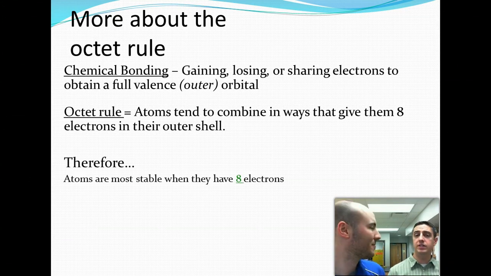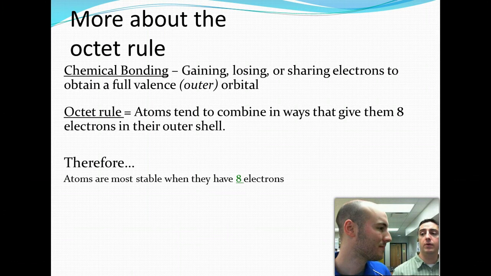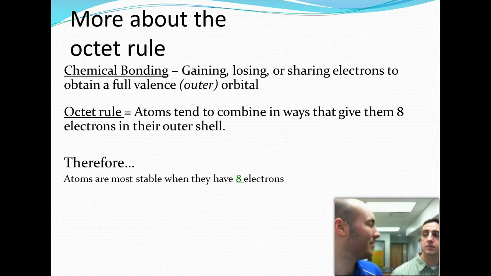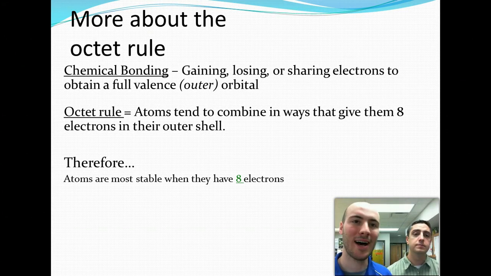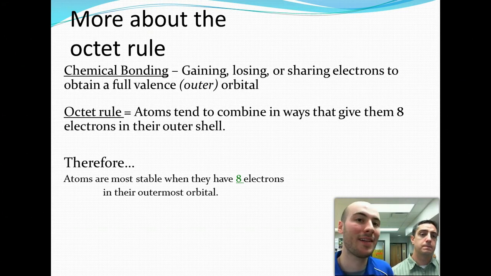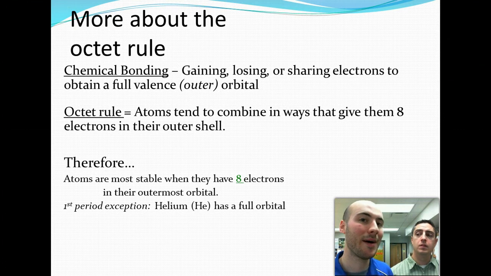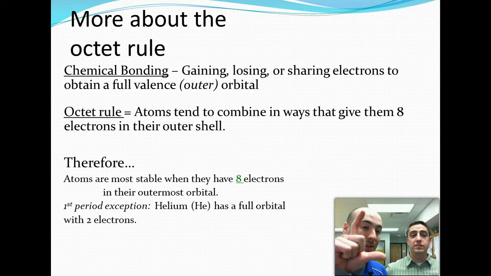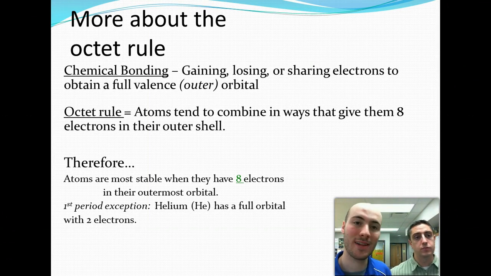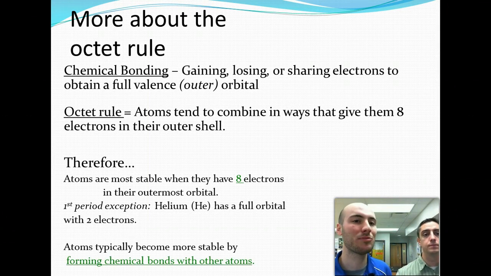If they already had a full shell, would they react then, or would they not react? Generally, they will not. Like the noble gases that all have 8 valence electrons, they're not really going to react too much. So anyway, atoms are most stable when they have 8 electrons in their outermost shell. One exception is helium. It has a full orbital only when it has 2 electrons, because it's just in that first row, remember. So that first shell only has 2 electrons in it. And then atoms become stable by bonding in order to actually gain those 8 electrons.